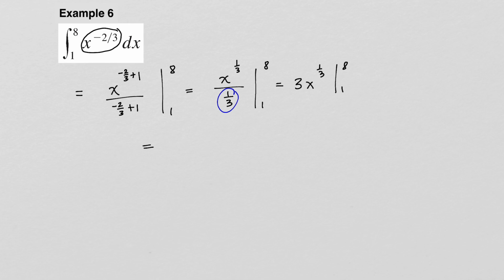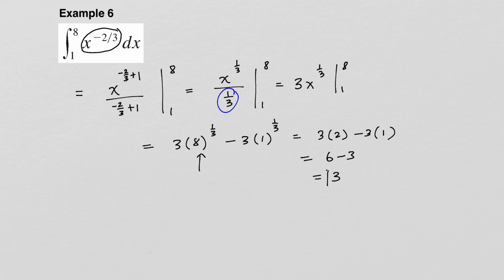And now I'm just going to plug in 8. So I get 3 times 8 to the 1/3 minus 3 times 1 to the 1/3. Well, 8 to the 1/3 is the cube root of 8. So that is going to be 2. And 1 to the 1/3 is 1. And this ends up being 6 minus 3, which is 3.